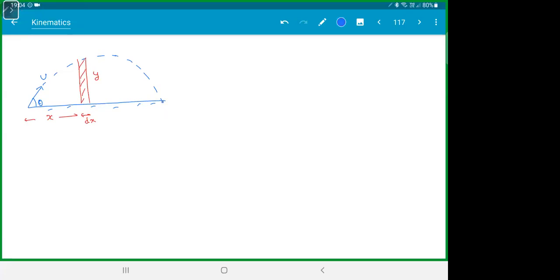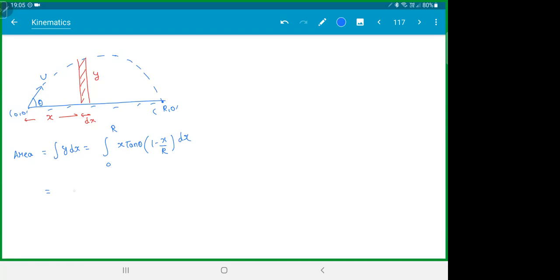So this point will be range R comma 0, and this will be 0 comma 0. So the area under the curve will be integral y dx. And I know y is the equation of trajectory, which is x tan theta into 1 minus x by R into dx. Limits will go from 0 to R. So remember here you're integrating with respect to x. So theta is constant. So what you're finding here is area for a given theta.